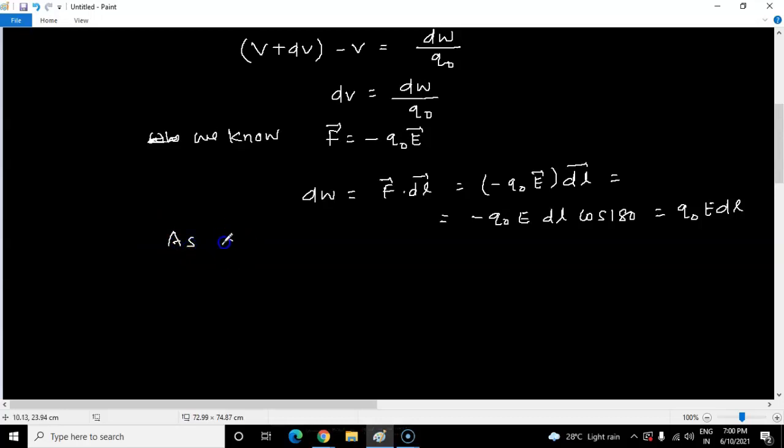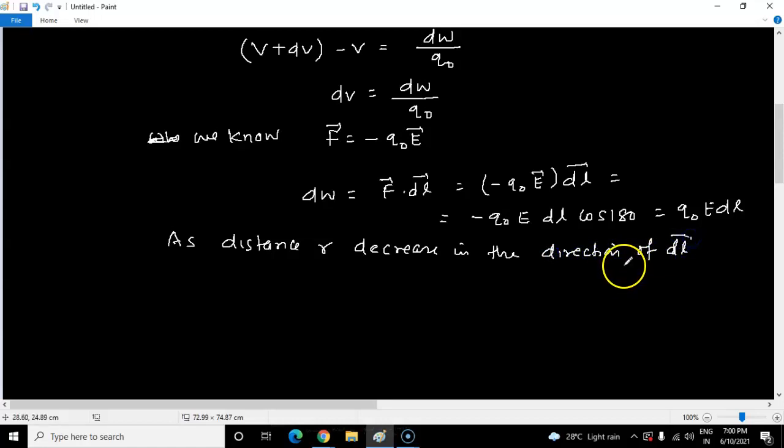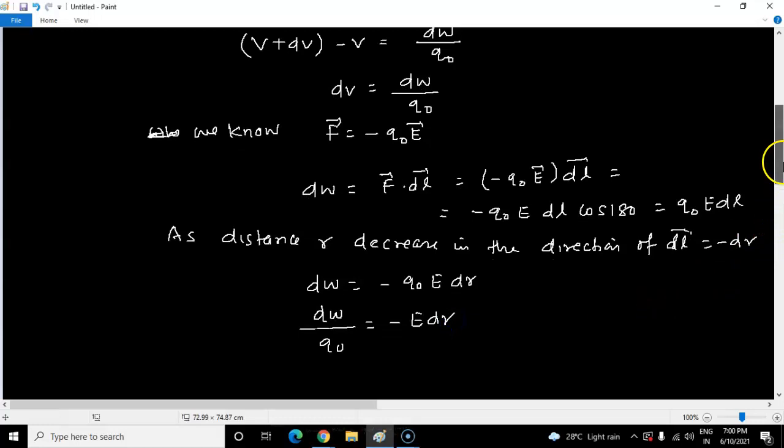So now we can write that the distance R decreases in the direction of dl. So we can take dl as minus dr. So dW, the work done, is equal to minus Q naught into E into dr, because dl is minus dr. Coming to the left hand side, dW by Q naught, you can write as minus E into dr. Getting?